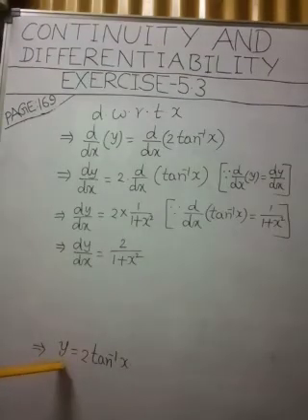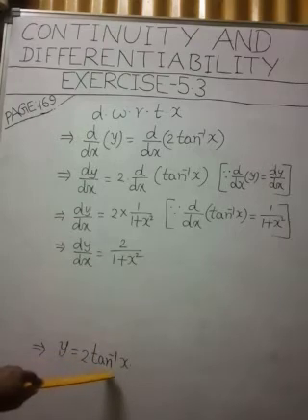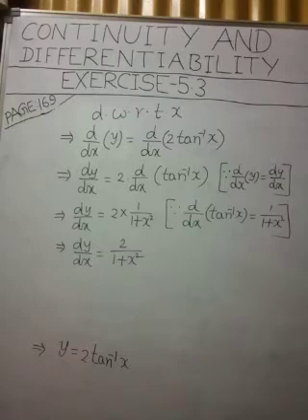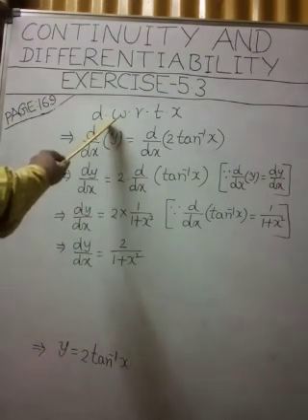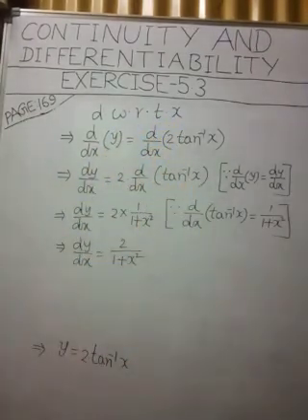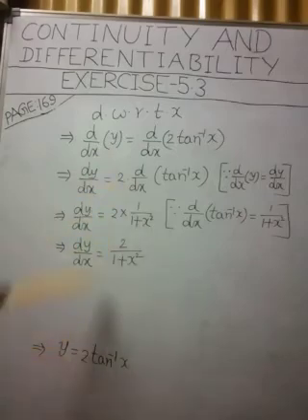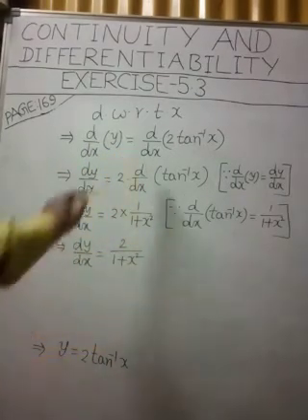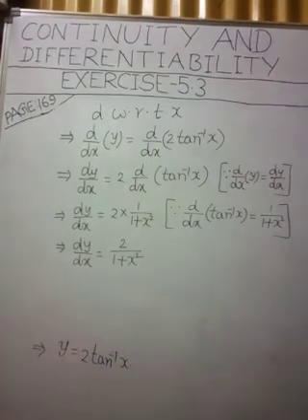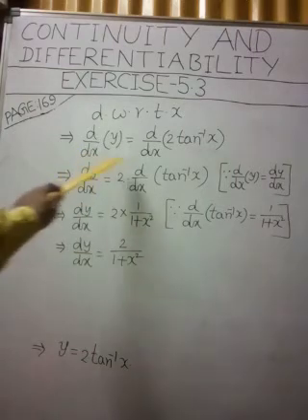So here we got y is equal to 2 tan inverse x. After writing the given inverse trigonometric function in the simplest form, finally we got this equation. Then we take differentiation, differentiating with respect to x. This implies d by dx of y in LHS is equal to, in RHS, d by dx of 2 tan inverse x. Here I wrote the differential operator d by dx on both sides. Understood this step?